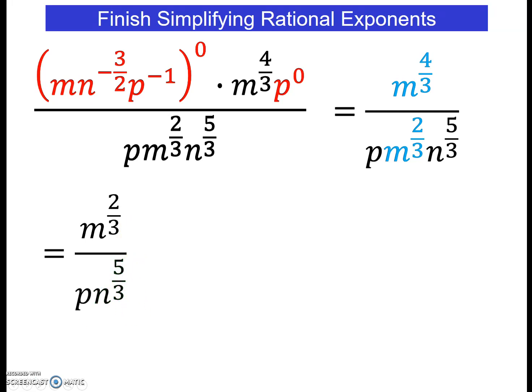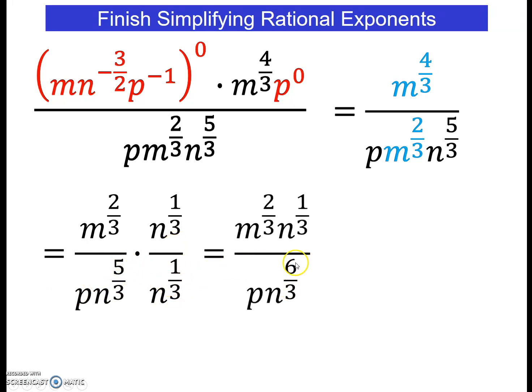So what I'm going to do is multiply the top and bottom by n to the 1/3. The whole purpose of that is because I'm going to do 5/3 plus 1/3, because remember, we add exponents here, and that gives me my 6/3. And 6 divided by 3 is equal to 2.